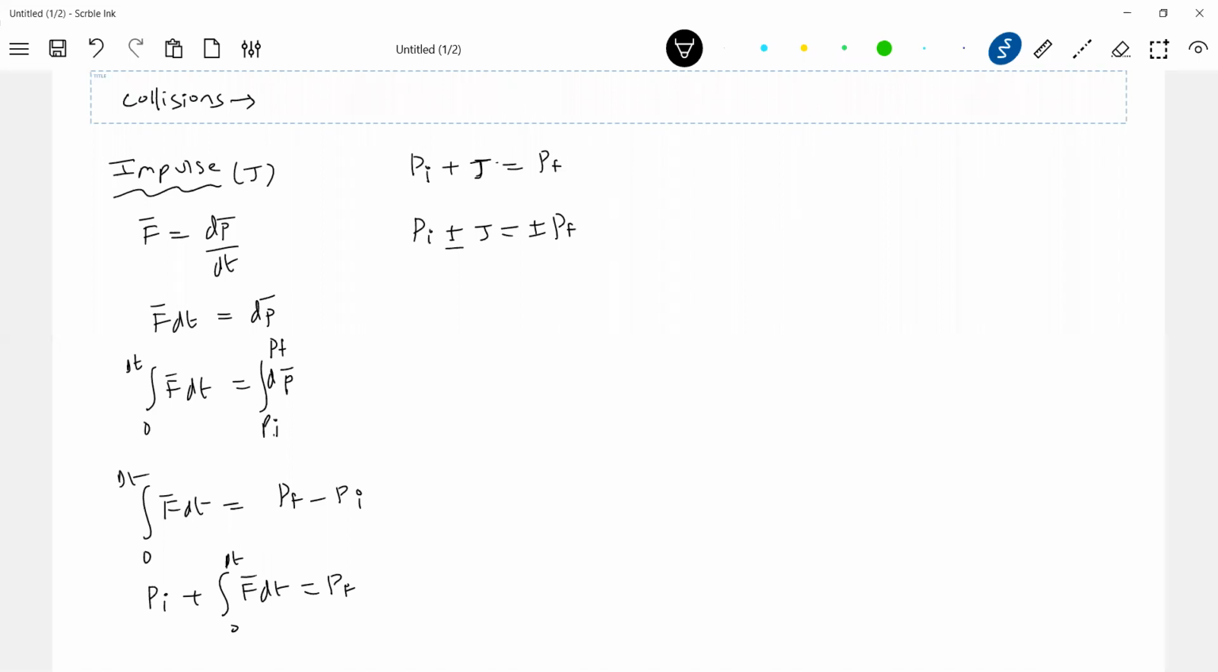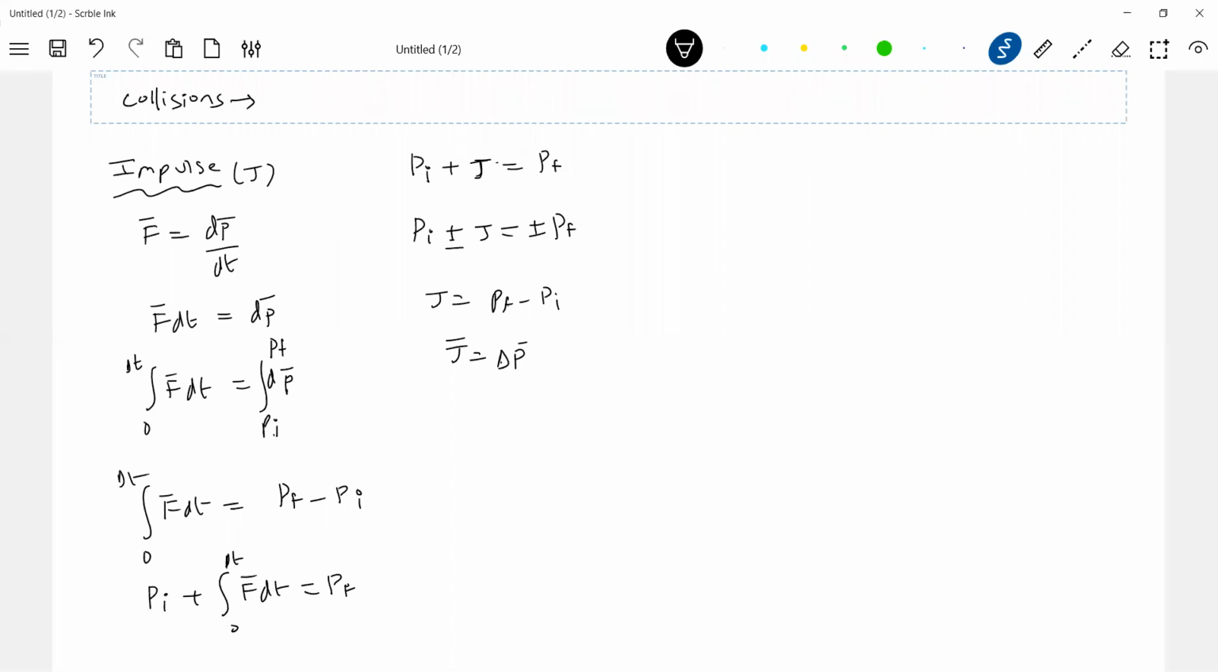So when an impulse acts on a body, there'll be change in momentum. This we can rewrite once again: pf minus pi, what it should be equal to delta p. When an impulse acts on a body, there'll be change in momentum. Now, what is impulse? Force acting for duration of time.